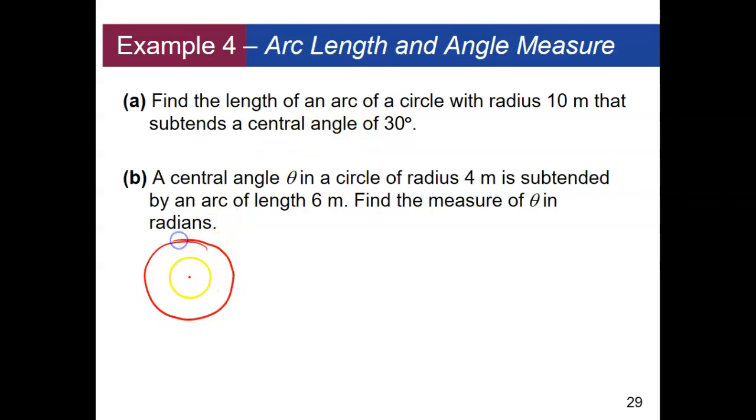Okay, so here's our circle. We've got our 30-degree angle. We need to find this arc length here, which is S, and we have a radius of 10. So we know that S equals r theta. Our radius is 10, and theta is 30 degrees, but we need this in terms of radians. So I'm going to do 30 degrees times pi over 180.